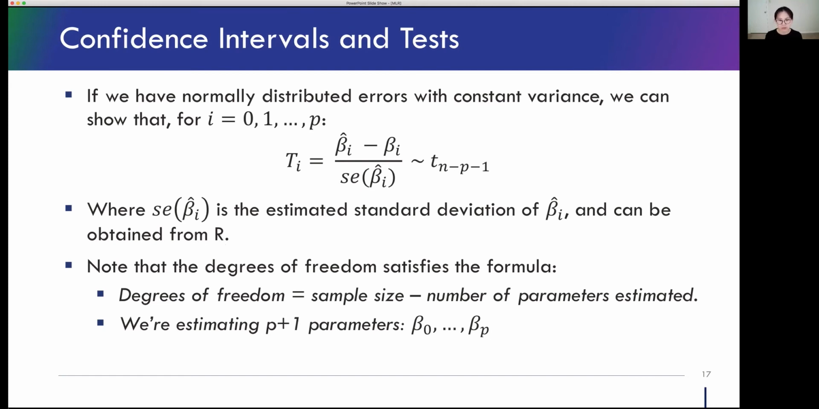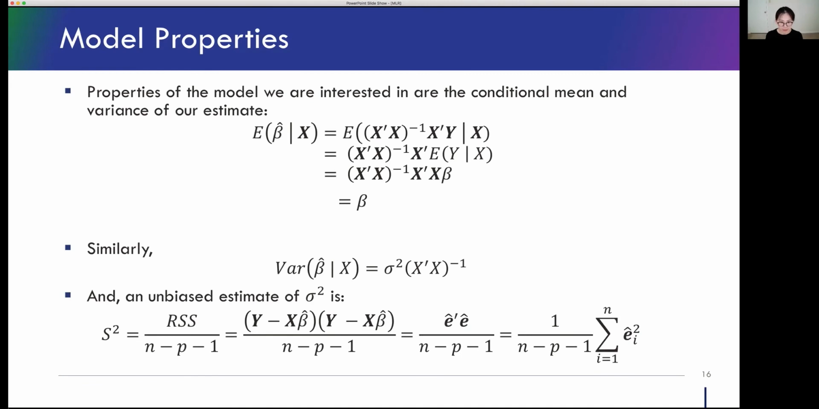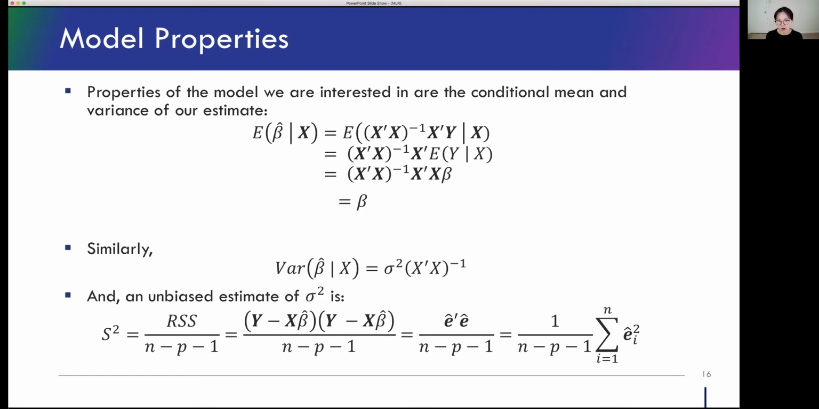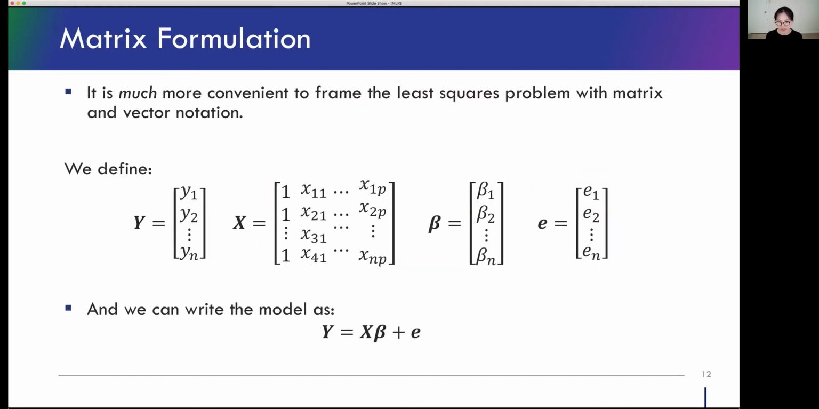The degrees of freedom, I have a note here, is the sample size minus the number of parameters you estimated. In this model, we have p plus 1 parameters, so beta 0 to beta p. That's p plus 1 parameters, so that's why you see the degree of freedom being like this. This is all the theory behind the test and the confidence interval that we get from R. This is for your reference, basically.